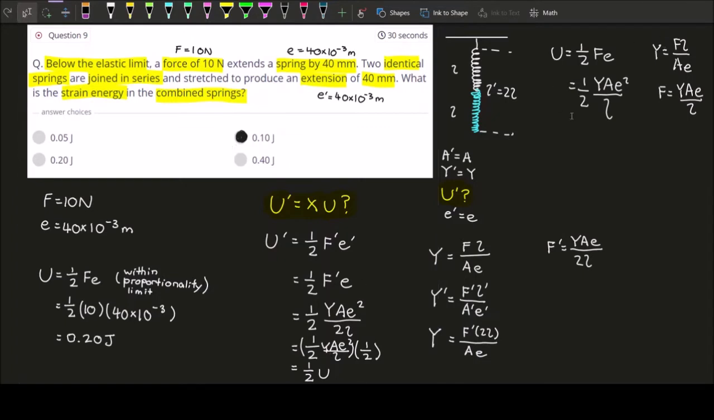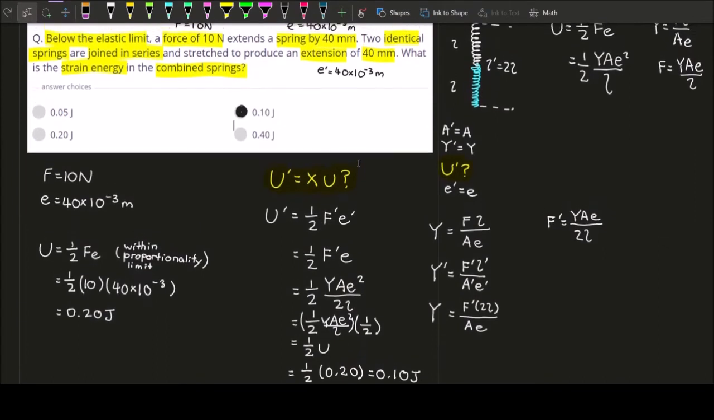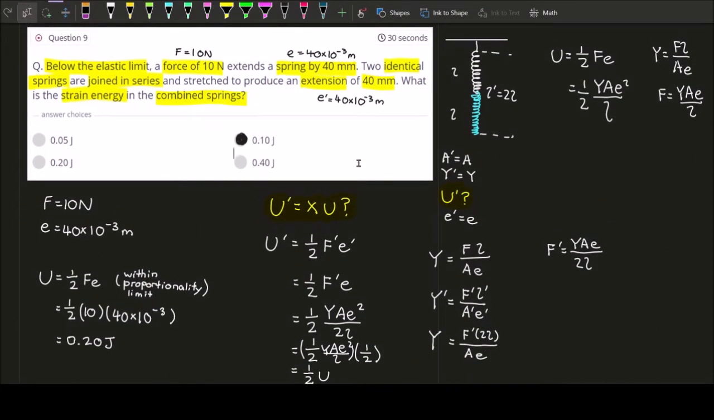Then I find the old strain energy, factorize it out, and build a relationship between the new strain energy and the old strain energy. Then it's just a matter of substitution, and I get my answer. The process of finding the relationship, you can have many ways of doing it, but this is just my way. Feel free to do it your way. So that's all for question 9. Let's move on to the next question.